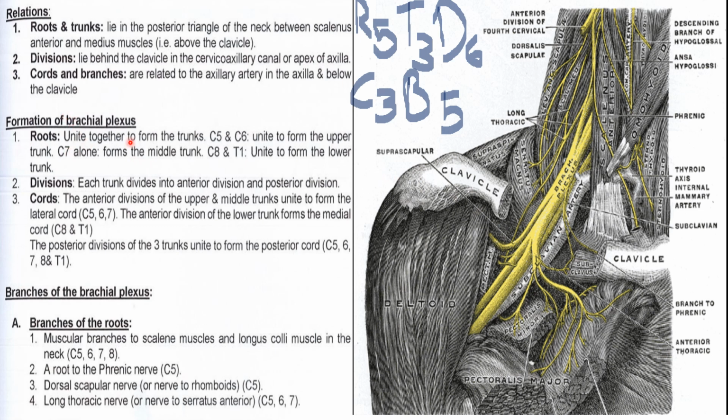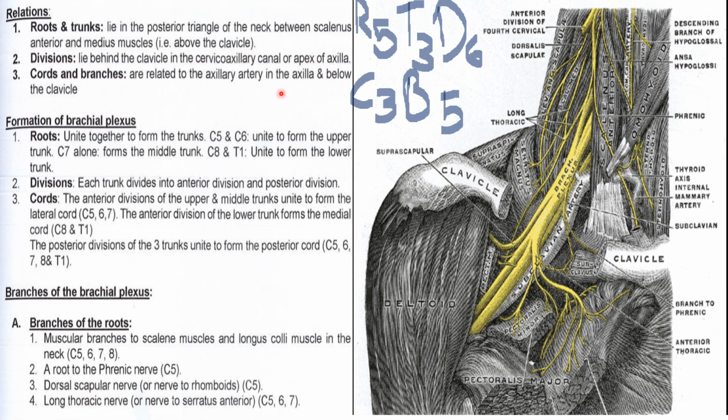Now we have formation of the brachial plexus. So the roots unite to form the trunks, which we already saw. C5 and C6 get united to form the upper trunk. Then C7 alone forms the middle trunk. C8 and T1 unite to form the lower trunk.